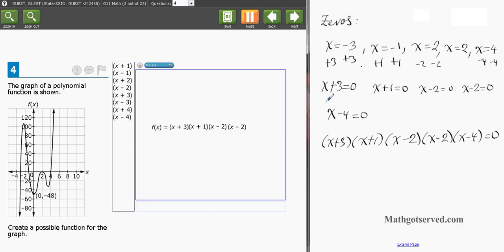Okay? So anytime a vertex falls on a 0, you always have to count it as 2. Okay? So keep that in mind. And then x minus 4, you just have one root there. Like that. And there goes your answer. Okay? All right, let's take a look at the next one, problem number 5.